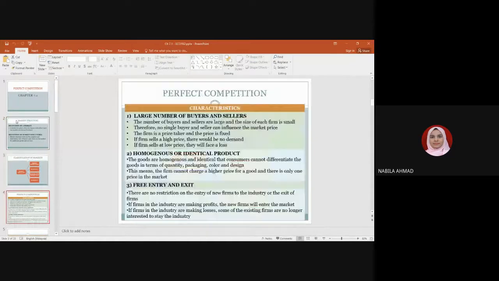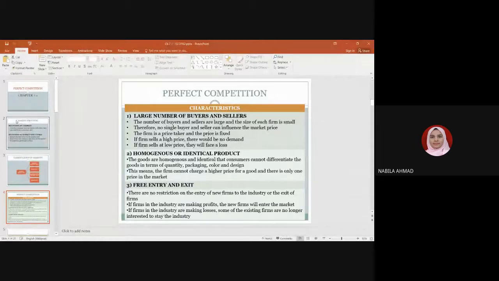So hari ini kita fokus on perfect competition, right? Okay, so what is the characteristic under perfect competition? So first of all, kita kena tahu size of the firm, right? So untuk perfect competition, dia ada large number of buyer and large number of seller. So kita punya concern adalah seller lah sebenarnya.